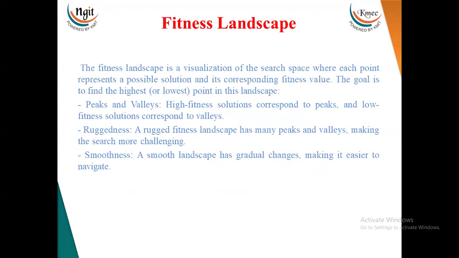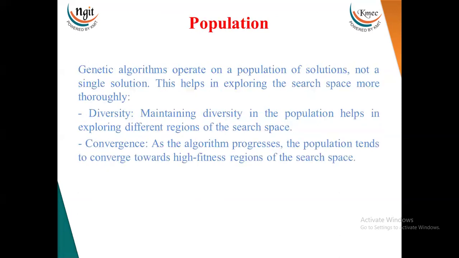The second one is fitness landscape. In the search space, the first one is representation, and the second is fitness landscape, where we have endpoints, that is boundary values. Here you see peaks and valleys. Peaks mean high fitness, valleys mean low fitness. Ruggedness means it has many peaks and valleys, making the search more challenging. Smoothness means it will not have many rugged values; you will only have easy and smooth values.